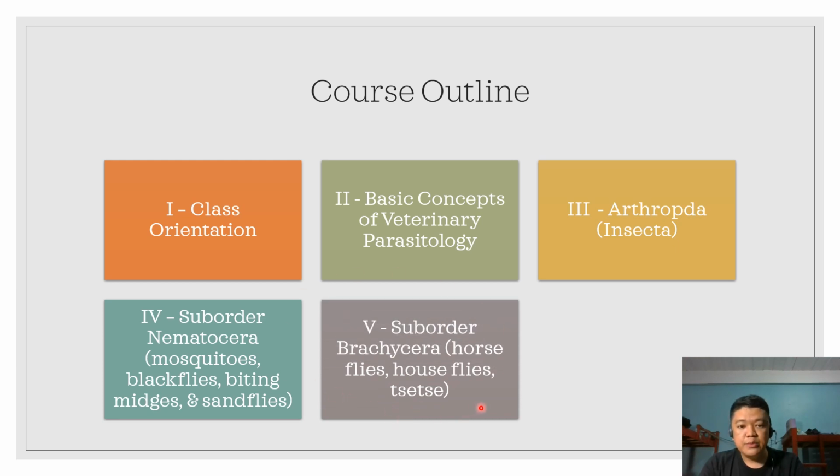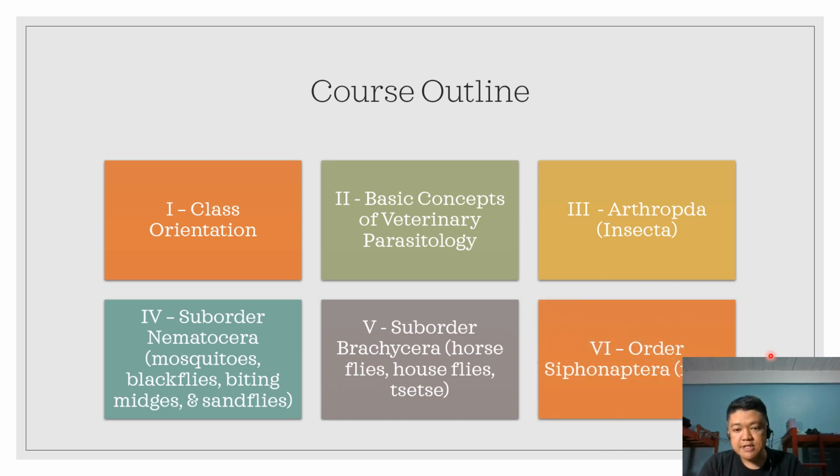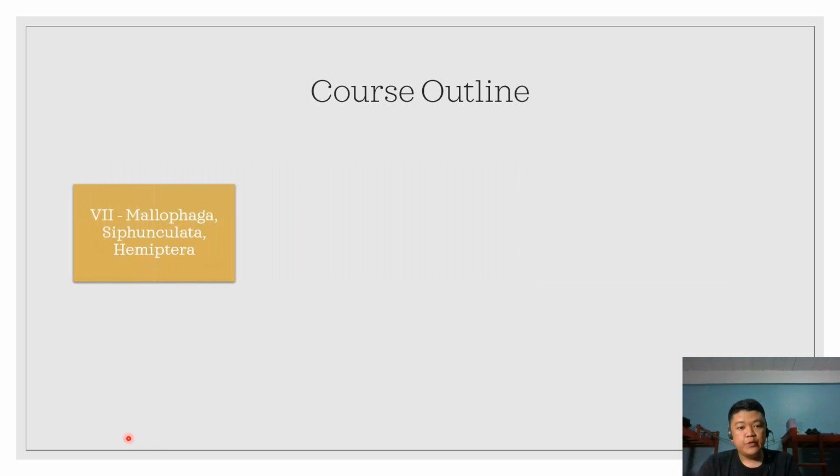For module 5, we are going to discuss about the suborder Brachycera, and this includes horseflies, houseflies, and tsetse flies, to name a few. For module 6, we are going to discuss about the order Siphonaptera, which are also known as the fleas. For the module 7, we are going to discuss about the orders Mallophaga, Siphunculata, and the Hemiptera. The Mallophaga are also known as the chewing lice. The Siphunculata are also known as the sucking lice. And the order Hemiptera are also known as the true bugs.